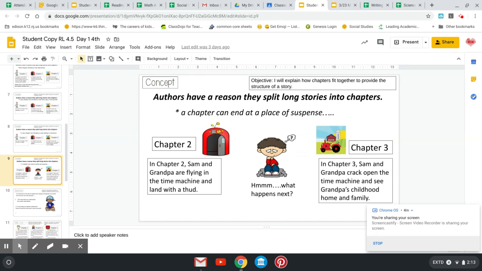A chapter can end at a place of suspense. So we learned in chapter 2 they were going to build this time machine and then fly through time. It says Sam and Grandpa are flying in the time machine and land with a thud. What happens next? In chapter 3, Sam and Grandpa crack open the time machine and see Grandpa's childhood family and friends.